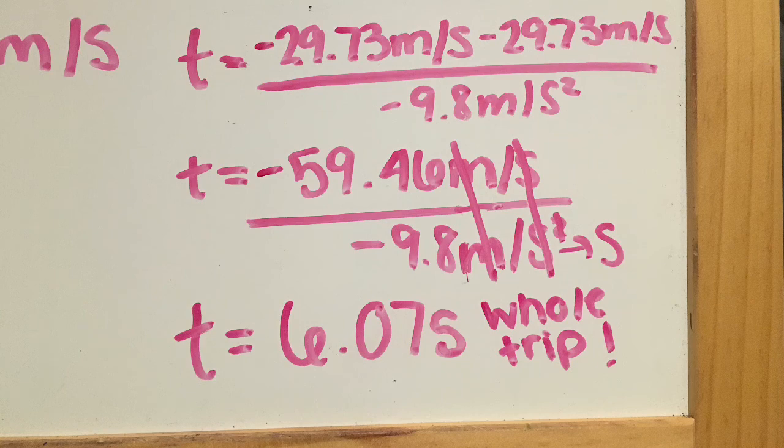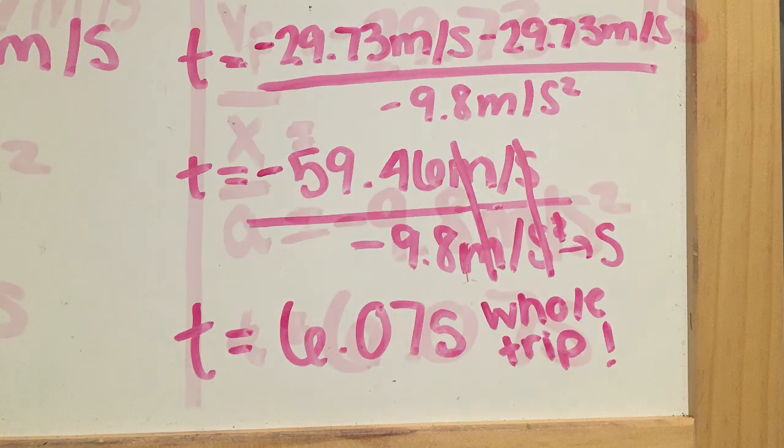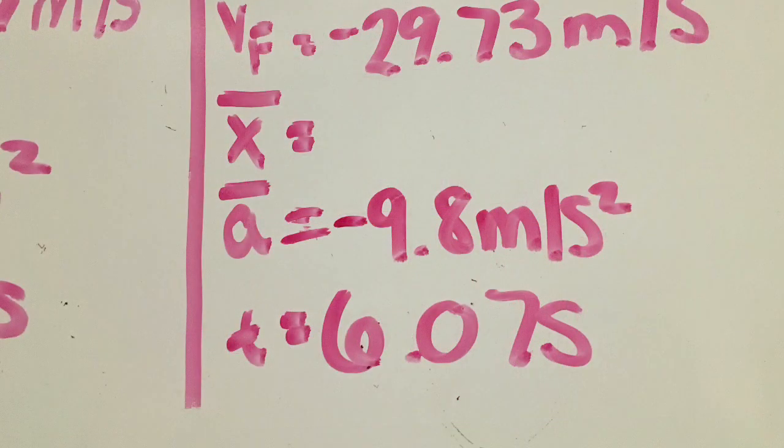This is our answer to letter B. What is the total flight time? The rocket was in flight for 6.07 seconds. Once again, we want to plug our information back into the chart so that we stay organized.